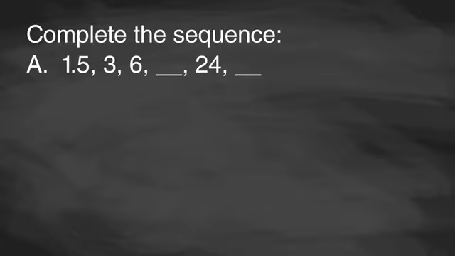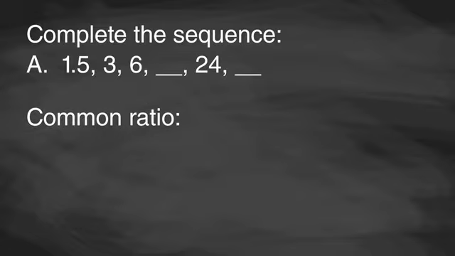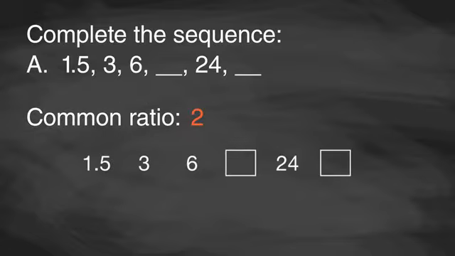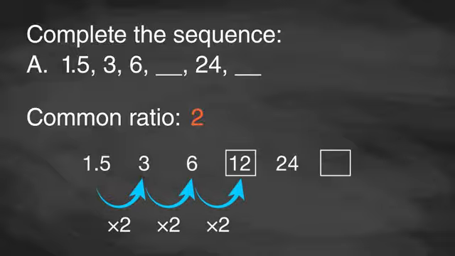What is the common ratio for sequence A? If you divide 3 by 1.5, you get 2. If you divide 6 by 3, you also get 2. The common ratio is 2. Use this to fill in the missing terms in the sequence. The complete sequence is 1.5, 3, 6, 12, 24, and 48.